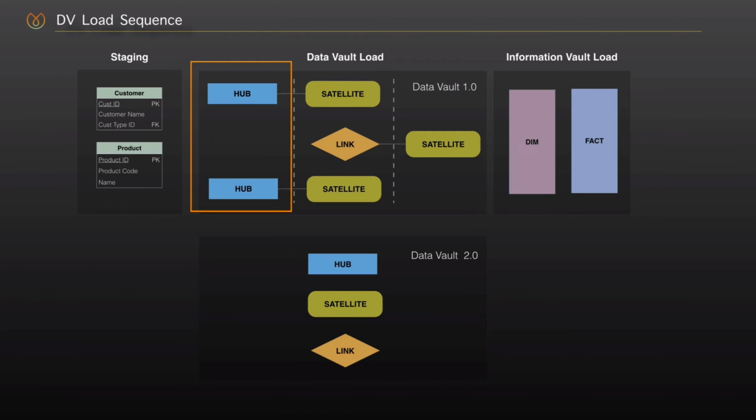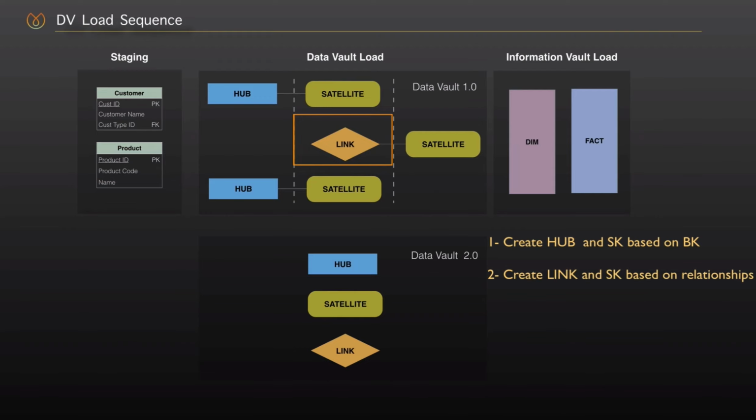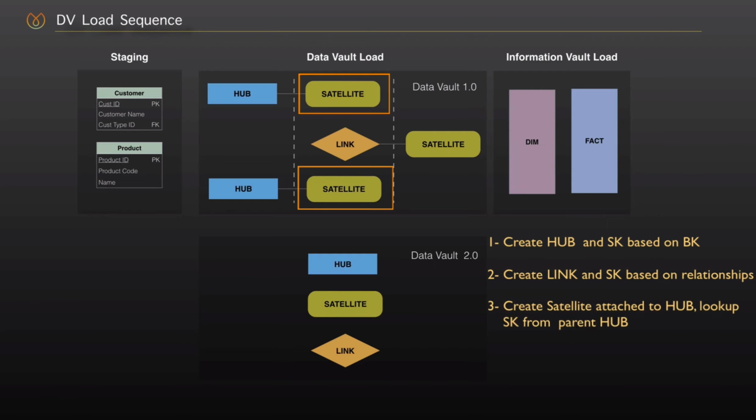First, we have to load all the hubs and create surrogate IDs for any new business keys. The second step is to resolve the links between the hubs and create surrogate IDs for any new associations. At the same time, we can also create all satellites that are attached to hubs, since we already created the surrogate keys for hubs and we will use them for the lookup. Because as you remember, in a satellite we inherit the surrogate key columns from the parent hub.